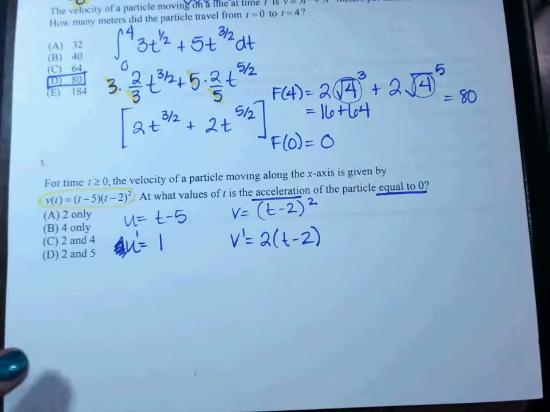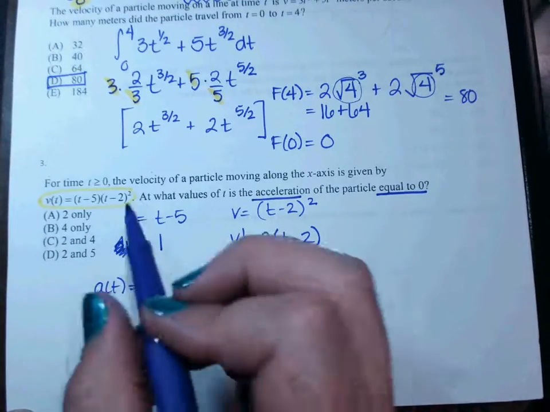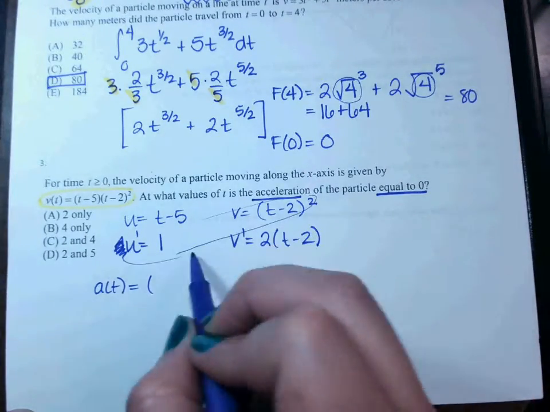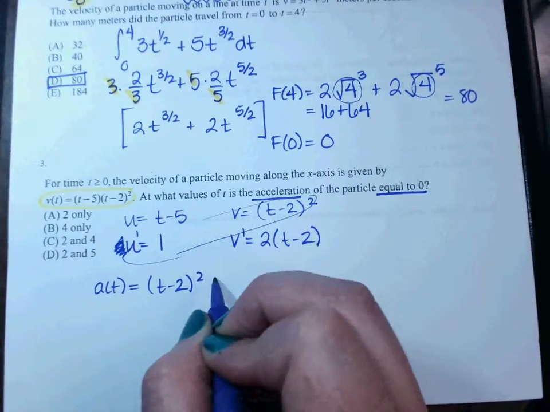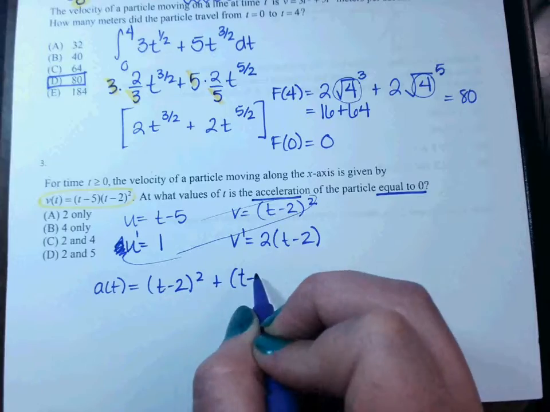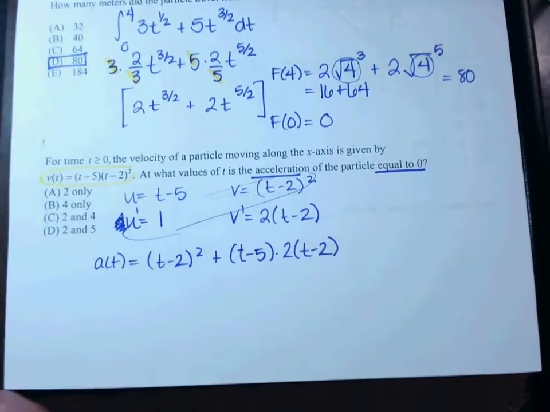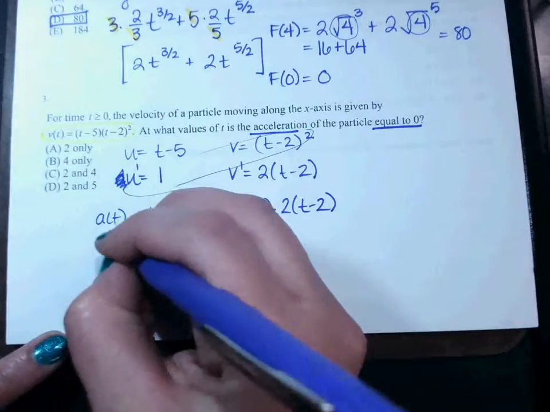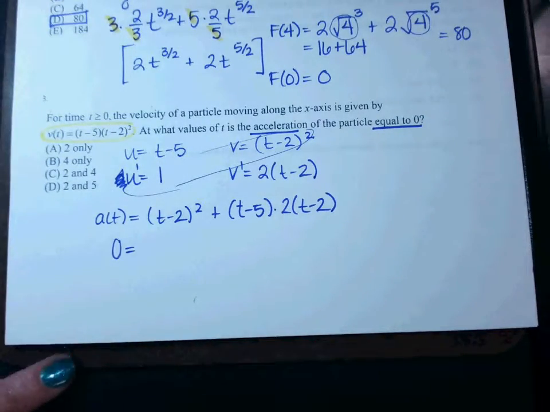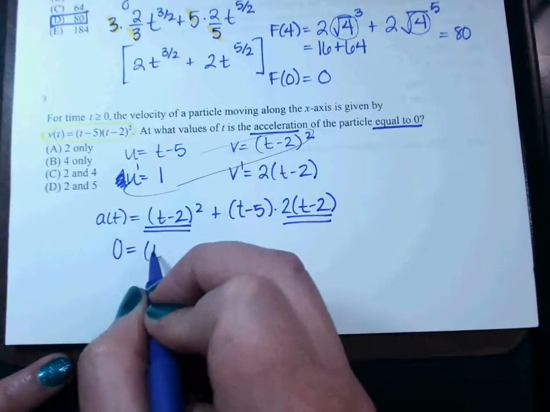Okay, then from there I can put acceleration equals. And then I'm going to do this diagonal first. But you could do either one first, it doesn't matter. So it'd be t minus 2 squared plus t minus 5, 2t minus 2. So far so good? What do we want acceleration to equal? 0. What do we have in common? Got a factor. Okay, t minus 2 is going to come out.